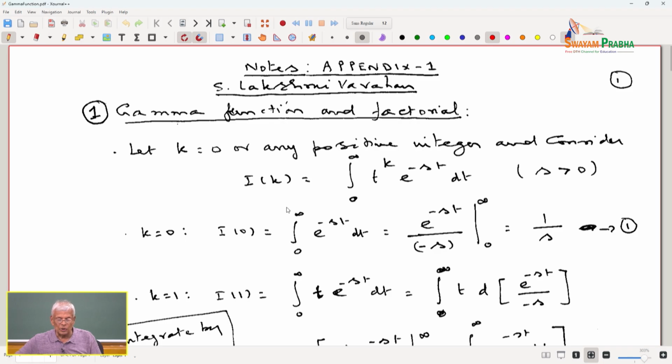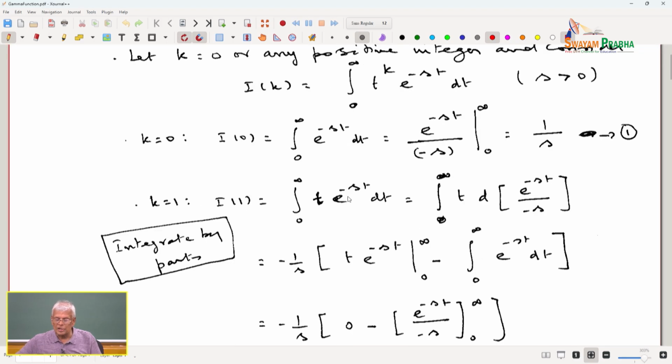So if I set k equal to 0, I of 0 is the integral from 0 to infinity of e to the power of minus st dt. I can evaluate this integral very easily. I have given you the solution. This is 1 over s. Now I of 1 is the integral of t e to the power of minus st. I can rewrite this integral as t times d of e to the power of minus st by minus s. So this is u dv, and I am going to integrate by parts. The integral of u dv is uv minus the integral of v du.